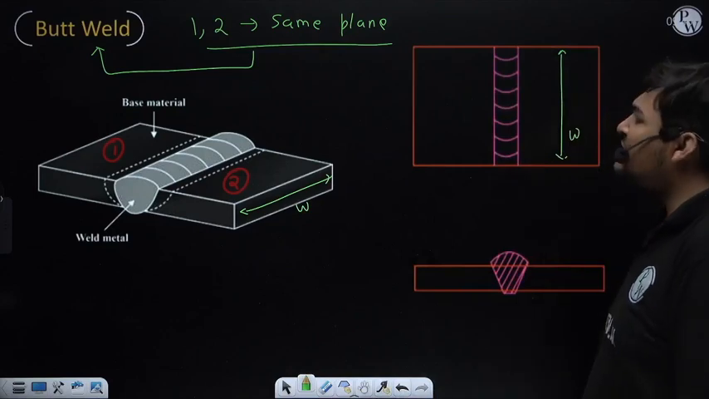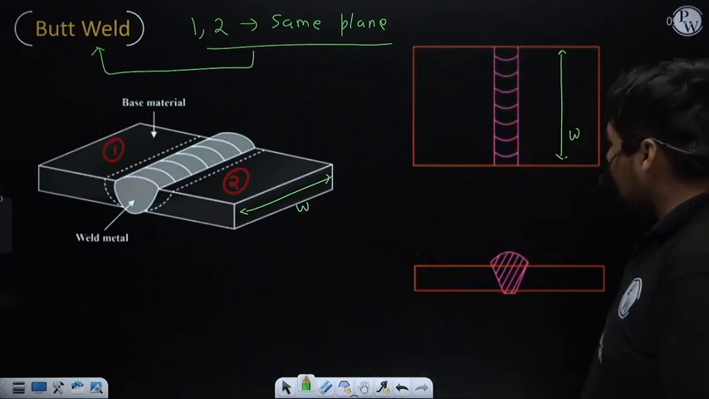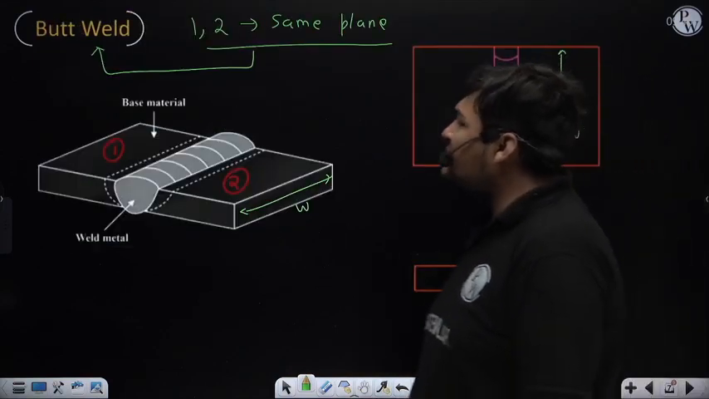So this is the symmetric diagram of a butt weld. Now we will do the analysis of the butt weld.